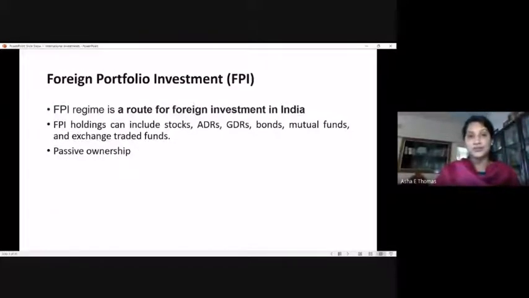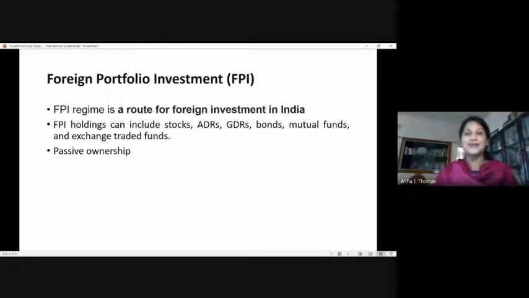Now, the next aspect which we will be discussing is foreign portfolio investment, otherwise called FPI. This is also a route for foreign investment in India and vice versa. FPI holdings can include stocks or American depository receipts, global depository receipts, bonds, mutual funds, or exchange traded funds. But the basic difference between foreign direct investment and foreign portfolio investment is that this is a passive kind of ownership.